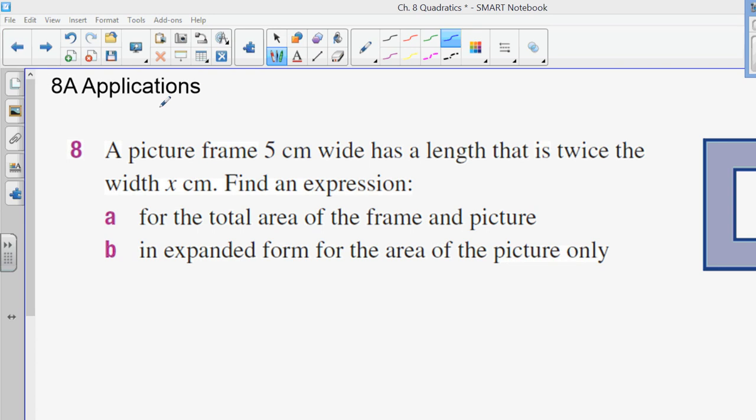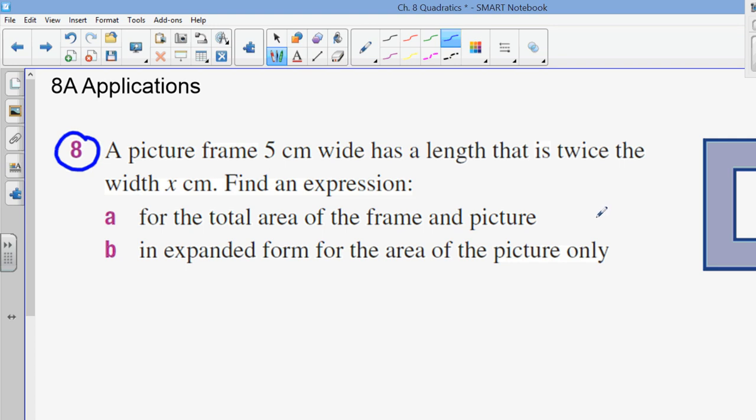Heading on to applications. So you guys are going to have number 8 assigned to you in your practice set work. However, just to walk you through how you would start to set this up: you have a picture frame 5 centimeters wide. It has a length that is twice the width x. So we have a picture frame that's 5 centimeters wide, and the length is twice the width. Find an expression for the total area of the frame and the picture.